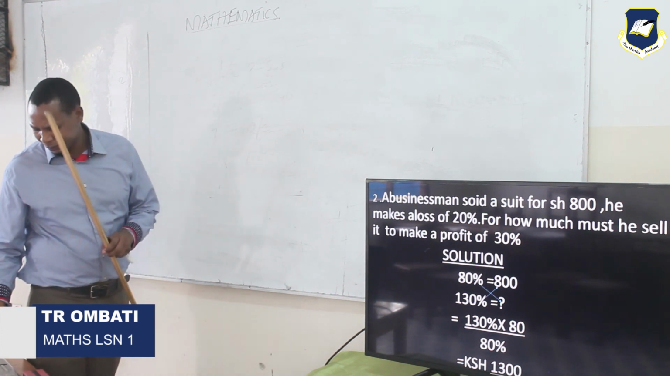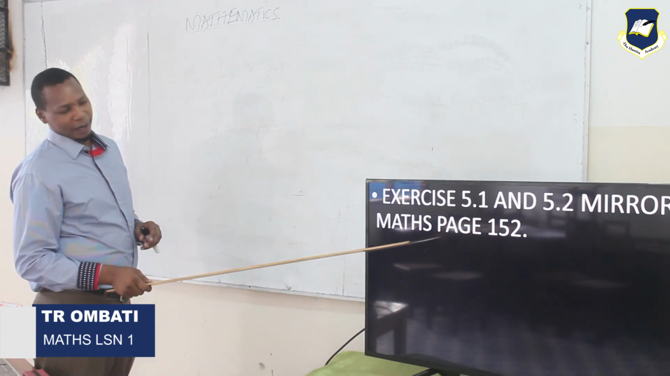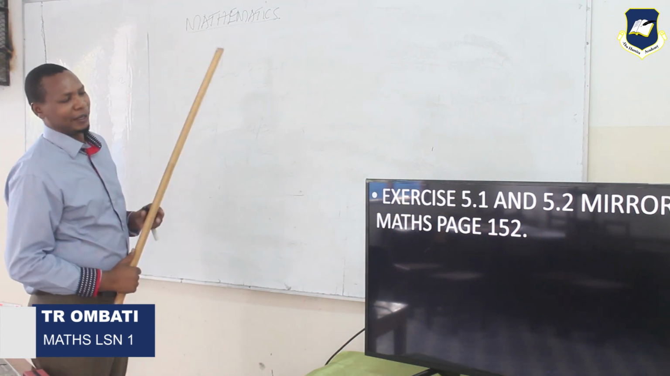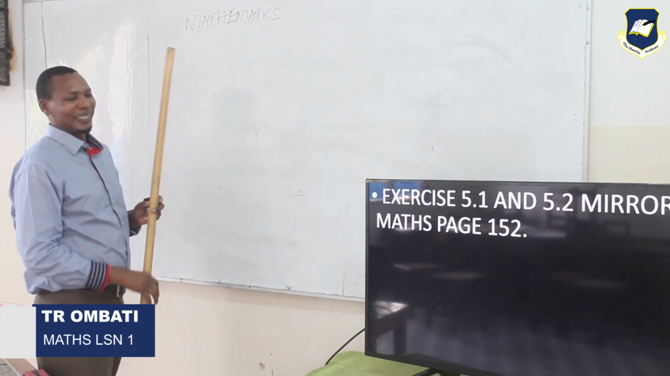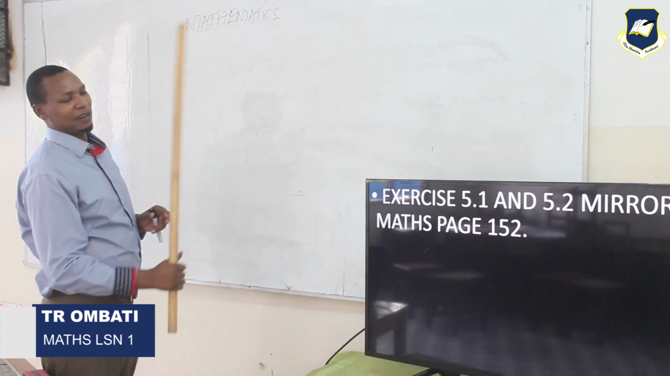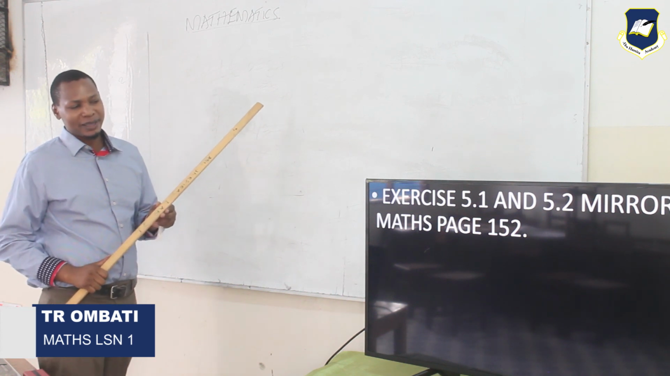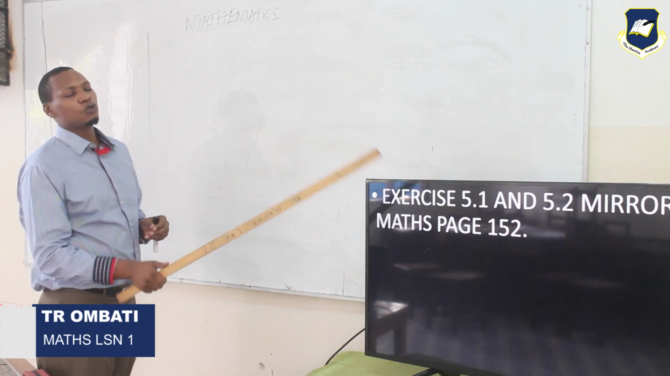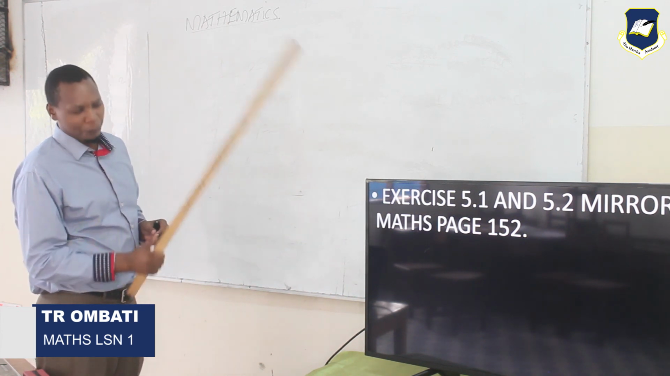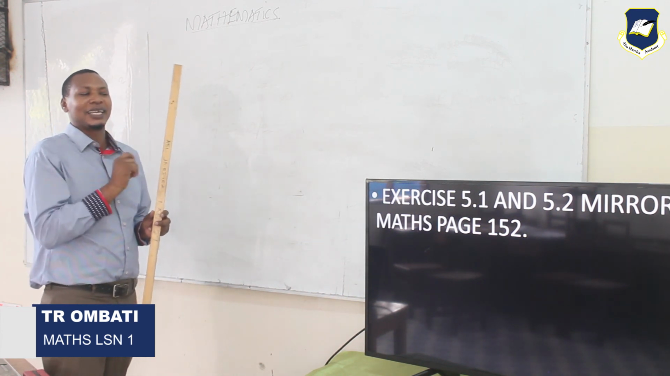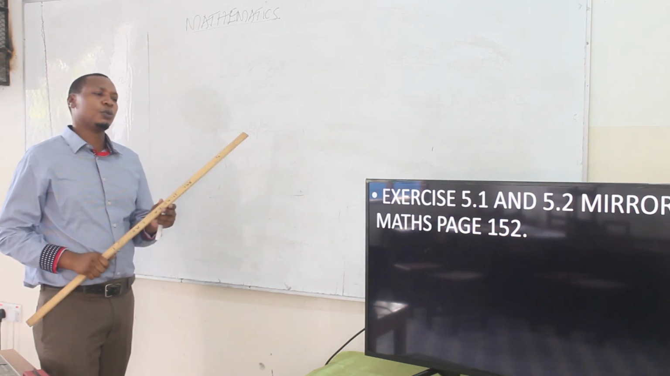So this makes the end of our lesson. So this is your work. Exercise 5.1 and 5.2 on Mentor Mathematics, that is page 152. Attempt all those questions and make sure that you don't postpone this work. This work will be checked immediately we open. So make sure you use an exercise book, work out those questions, and then those questions will be checked as we open.